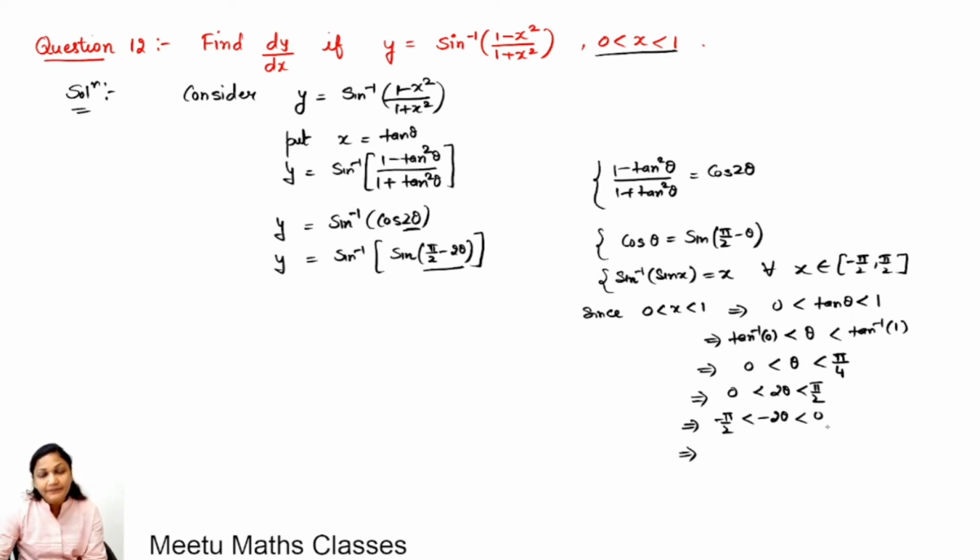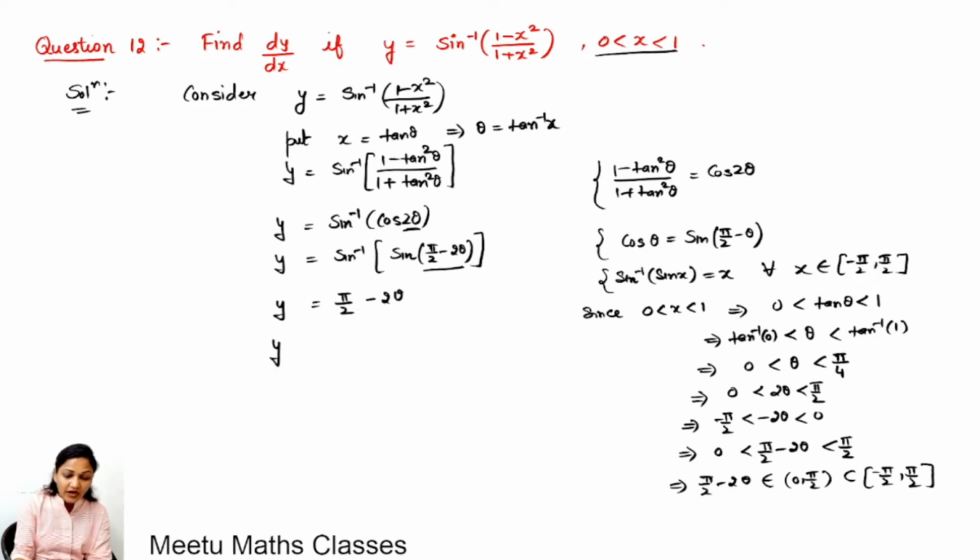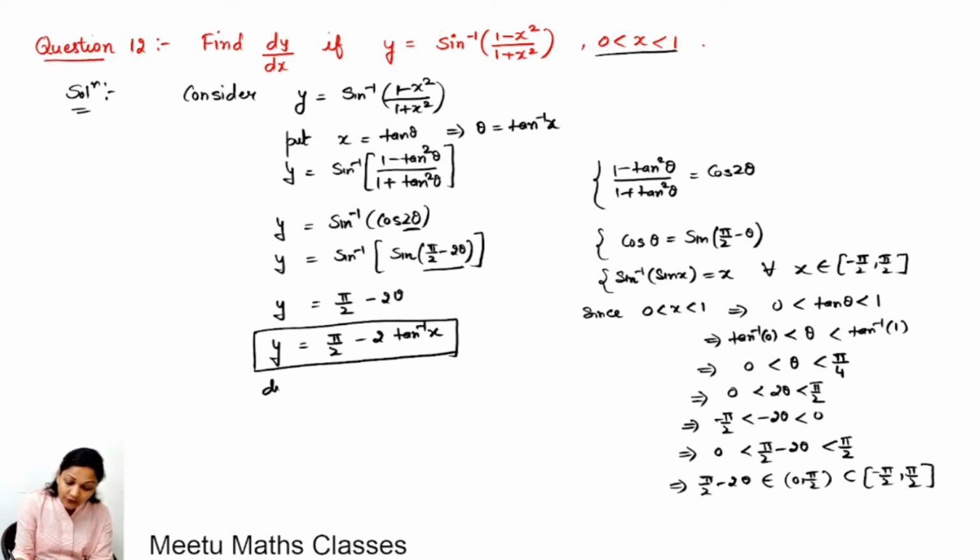And if you add pi by 2, then pi by 2 minus 2 theta will lie in between 0 to pi by 2. So, pi by 2 minus 2 theta belongs to 0 to pi by 2, which is a subset of minus pi by 2 to pi by 2. So, it is also invertible in this. So, we can write our y as pi by 2 minus 2 theta. Now, we are going to replace theta with tan inverse of x. So, our function y will become pi by 2 minus 2 tan inverse of x. And this is y in simplest form. Now, we are going to differentiate with respect to x.